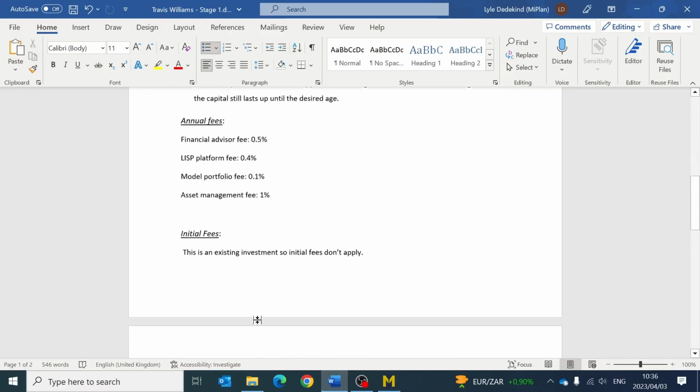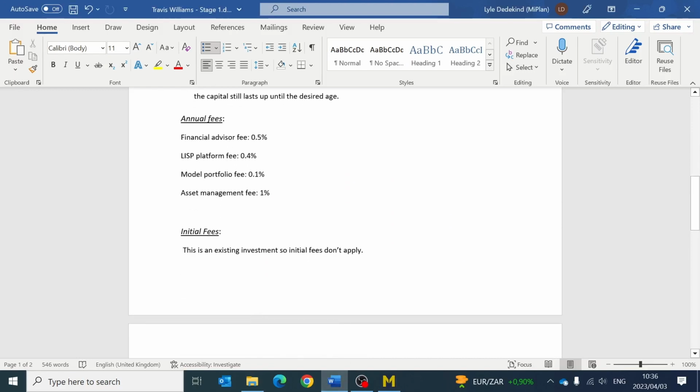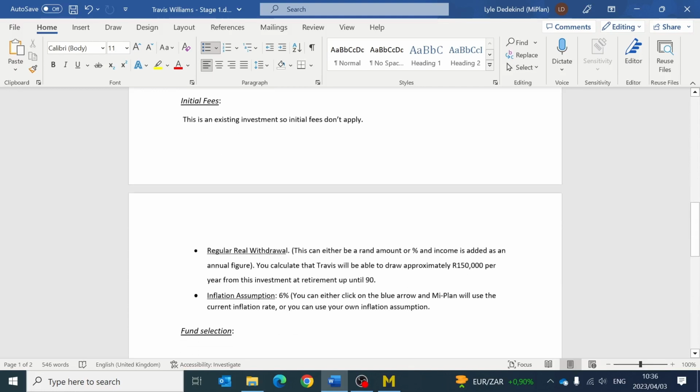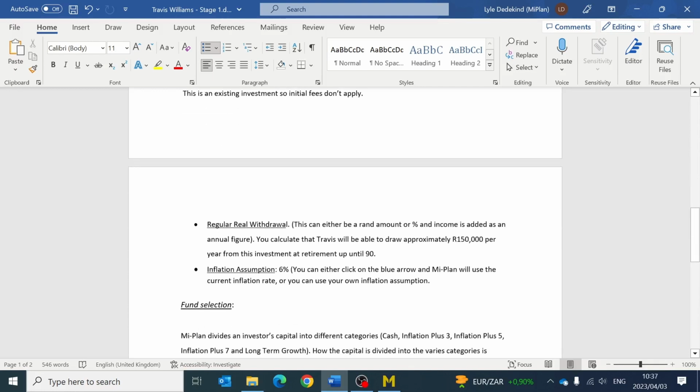So I've put in those fees. So initial fees, it's an existing investment, so initial fees don't apply. Regular real withdrawals, as I was saying, this can either be a rand or a percentage, and income is always added as an annual figure. So in this case, you calculate that Travis will be able to draw approximately 150,000 per year from this investment so that it lasts up until the age of 90.